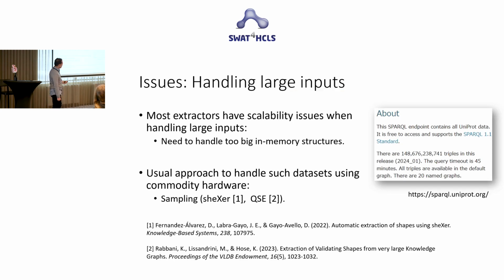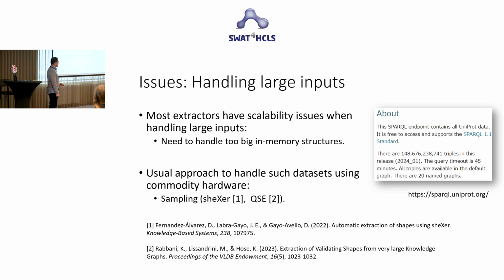Yes, but even though SHECL is very useful, it also has issues, because most extractors like SHECL have scalability issues when handling large inputs. As I said before, UniProt has more than 148 billion triples. If we put that data into SHECL, it gives an out-of-memory error. So we have to think about another way to get RDF shapes from a huge amount of RDF data.